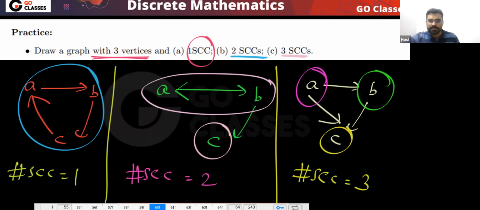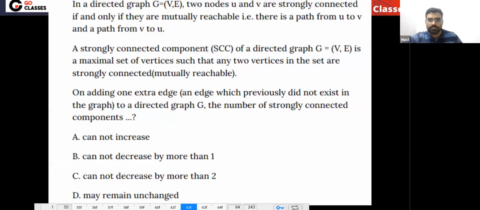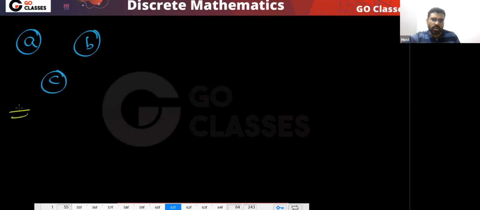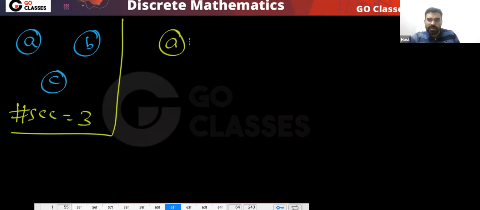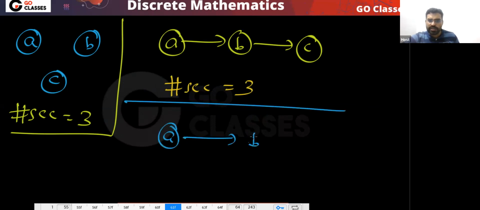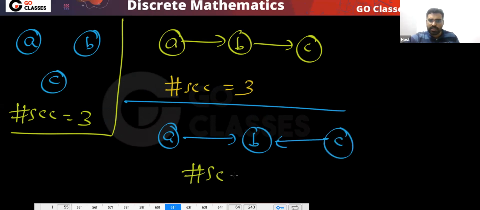Okay, so like this. Yeah, that is also fine. 3 disconnected vertices, this is also fine. How many strongly connected components for this graph? A, B, C. The number of strongly connected components is 3. For this graph, again 3. And for this graph, A, B, C, the number of strongly connected components is also 3.